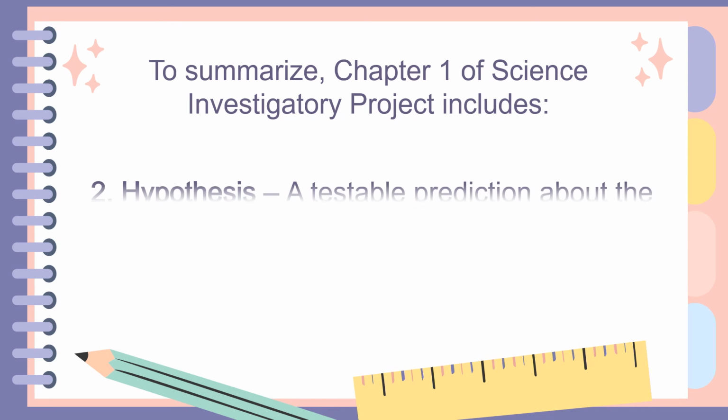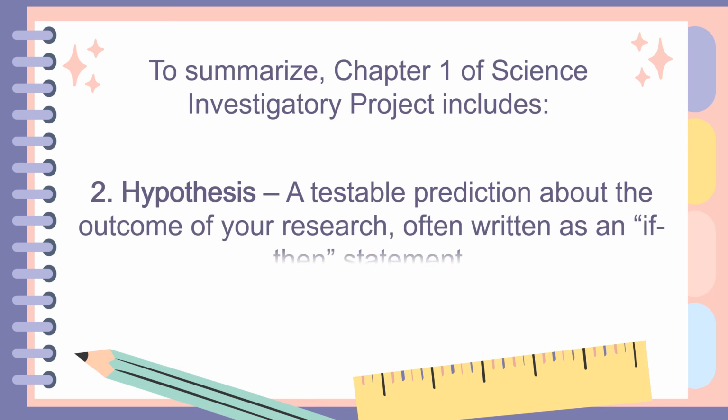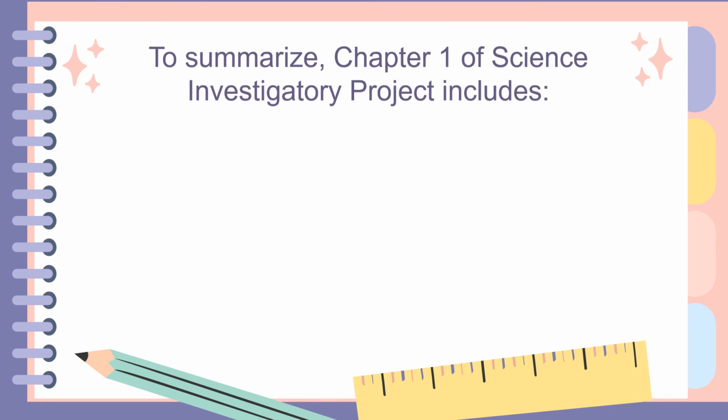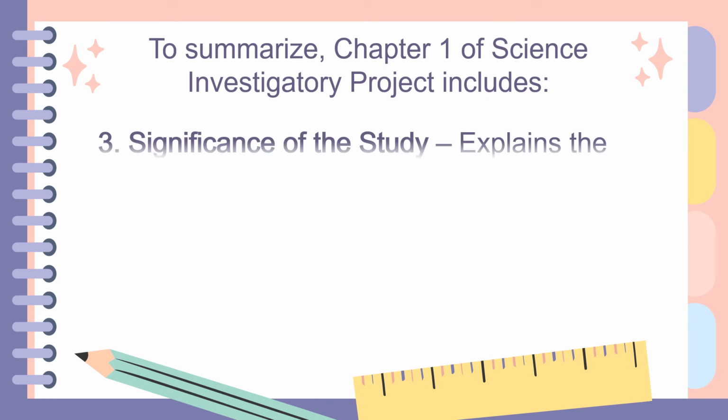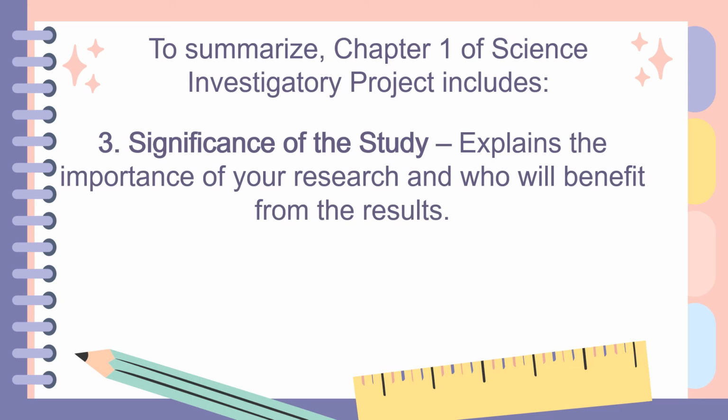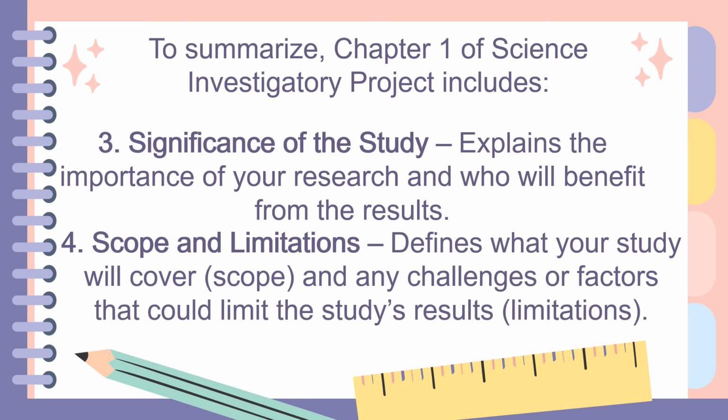2. The hypothesis. A testable prediction about the outcome of your research, often written as an if-then statement. 3. Significance of the study. Explains the importance of your research and who will benefit from the results. 4. Scope and limitations. Defines what your study will cover, scope, and any challenges or factors that could limit the study's results, limitations.